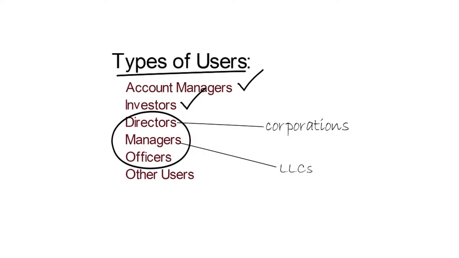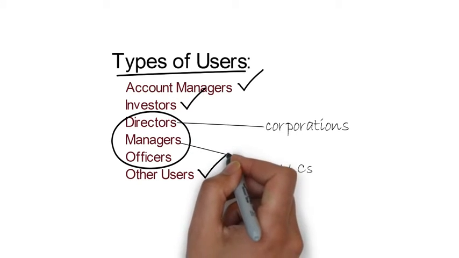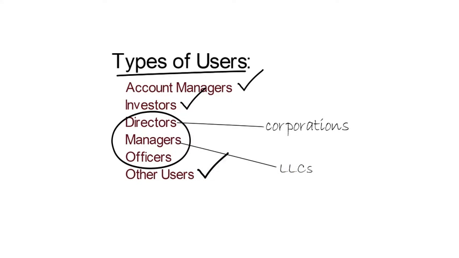Finally, we have the other user category, and this is a generic user role that can be used for anyone else who you want to have access to After Incorporation. Other users don't vote, nor do they have company data associated with them. These are people like your accountant, your lawyer, key employees, or really anyone else that you as an account manager determine should have access.